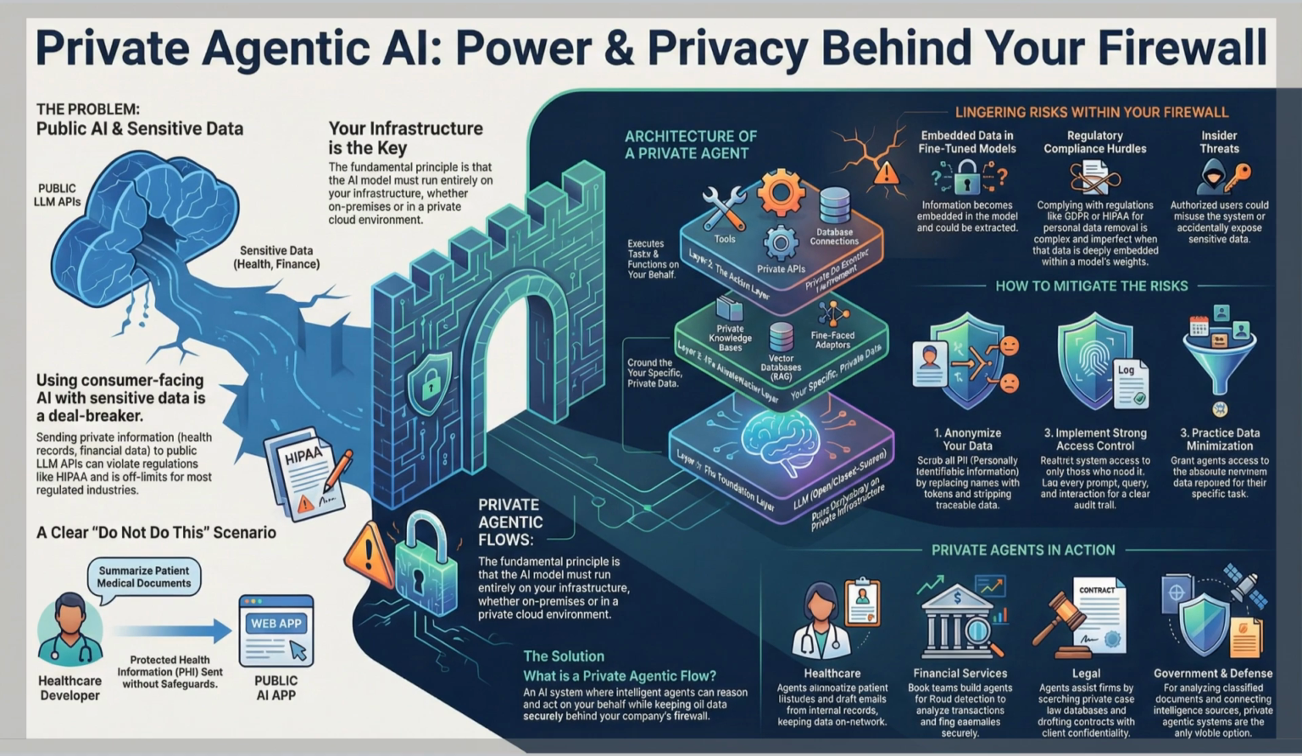Private agentic AI combines modern automation with rigorous data protection. By keeping models and tools inside your infrastructure, grounding them in internal knowledge, and enforcing anonymization, access control, and minimization, organizations can unlock AI's potential while preserving confidentiality, complying with regulations, and maintaining trust with customers and stakeholders.